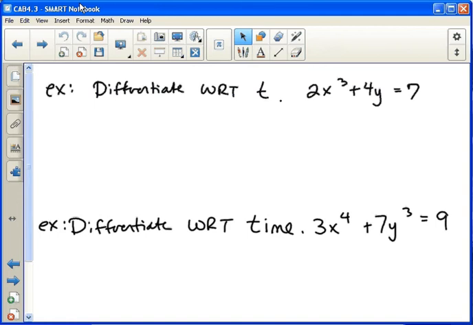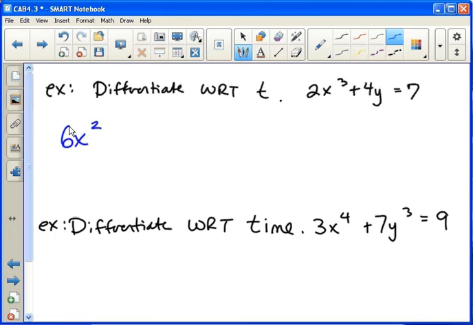For example, if you look at this very first one, it says differentiate with respect to t. And this t is representing time. So it says 2x cubed plus 4y equals 7. So here's the difference when we're doing it with respect to time. 2x cubed, the derivative would be 6x squared, but we have to include dx/dt because we took the derivative of an x with respect to t. That's what dx/dt means. And when we do the derivative of 4y, we get 4 dy/dt.